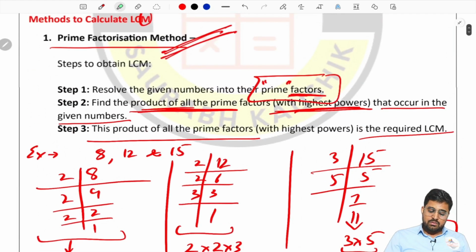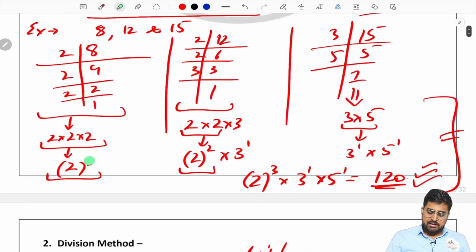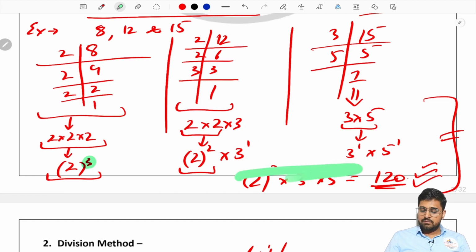In the case of multiplication, what we have done is take the higher number in each of them. For example, 2 to the power 3 is here and here is 2 to the power 2, you have to take the 2 to the power 3 and discard this one. And if 3 is there, a single component, take it. Here we take 3 and 5 also.